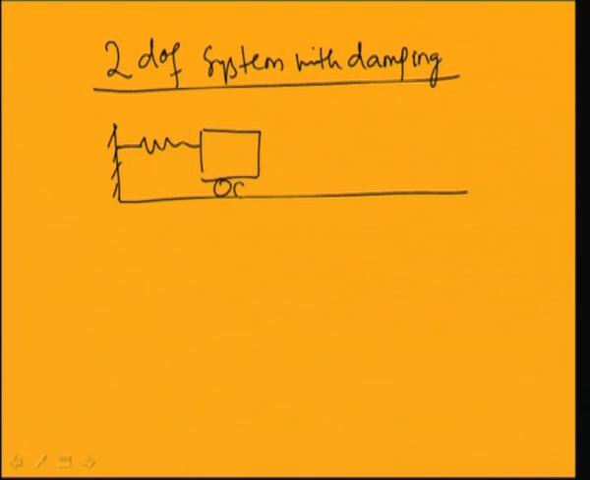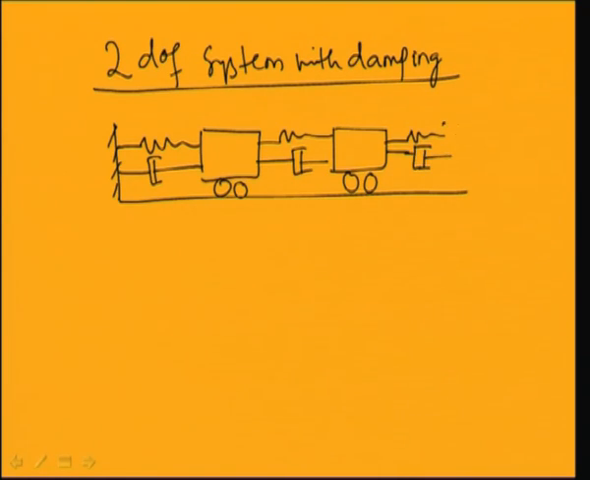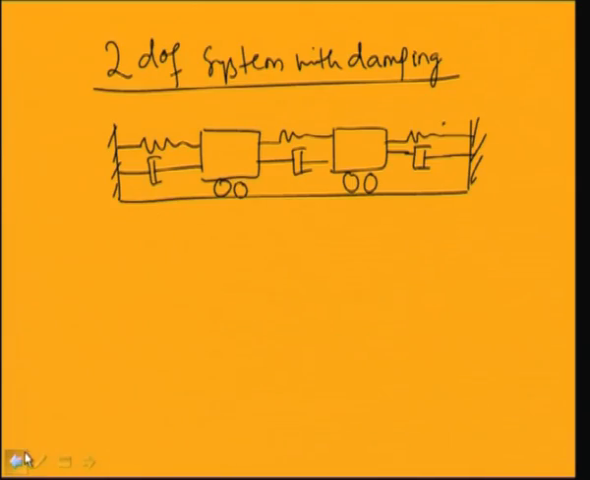So, this is the first mass. Let me take a damper here. Again, another damper I can take here, and this is the third damper I have taken. It is connected to this constant one. So, now you can derive the equation of motion for the system.